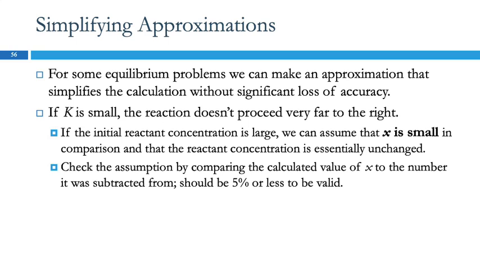Well, when can we do this? We can do this if the calculated value of X is 5% or less than the number it's subtracted from. Now, it may bother you that we'll start with a concentration and we'll subtract some and we'll say, well, it's the same. It didn't change. Does that bother anybody? It seems wrong, yeah?